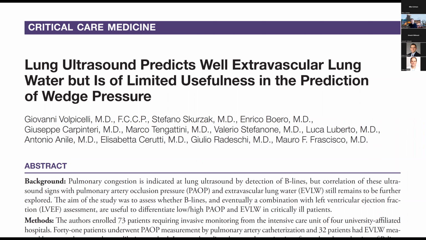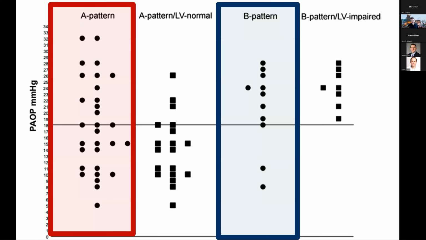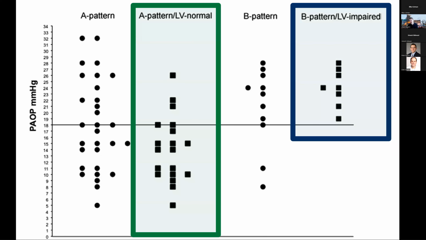However, in 2014, in a multi-center trial where they attempted to validate these findings, they were unable to validate them. In fact, they found that basically these patterns of A-line predominance and B patterns were widely distributed over a broad range of pulmonary occlusion pressures, both elevated and normal. It wasn't until they combined it with an assessment of the LV that performance improved. So if you have an A pattern predominant ultrasound along with a normal LV, that correlated better with normal pressures, versus a B pattern where you had an impaired LV. Obviously, these patients more often than not had elevated pressures.